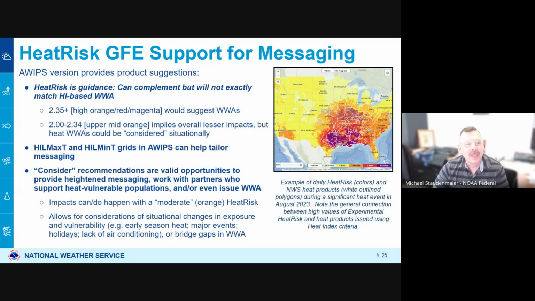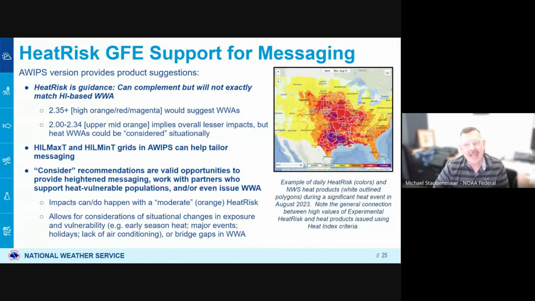For example, we'll frequently include messaging to move activities to the cooler part of the day, or that the use of fans and opening windows at night will be adequate as some of our call to actions. But if the HeatRisk Min T grids are red, this indicates that temperatures are something like in the top 5% of the warmest nights at that location, and those actions will likely not be adequate to reduce the heat stress built up during the daytime. But if those HeatRisk Min T grids are yellow or maybe even orange, that type of messaging may be quite appropriate.